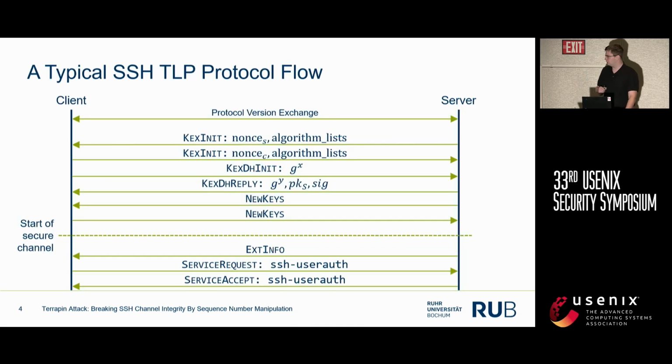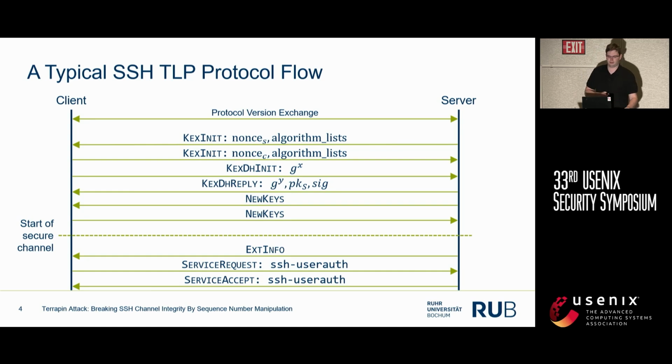Now, I would like you to look at a typical SSH protocol flow. And what you can see here is a client and a server that perform an SSH handshake. So they will start off by exchanging their protocol version, and after that, they will perform what's called a kex init. With the kex init messages, they do exchange lists of different algorithms, and based on that, they can then determine which algorithms to use for a connection.